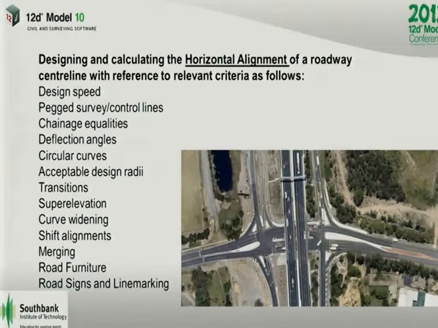So in their horizontal alignments, they'll go through, and I'm not going to read everything out, but you can see the things that they cover. We go into each of these subjects. There are some subjects we cover more than others. So we will look at super elevation, we'll look at road widening and intersections. And when we look at the intersections, of course, we're looking at the line marking, road furniture as we go. So we give them that good grounding through there.